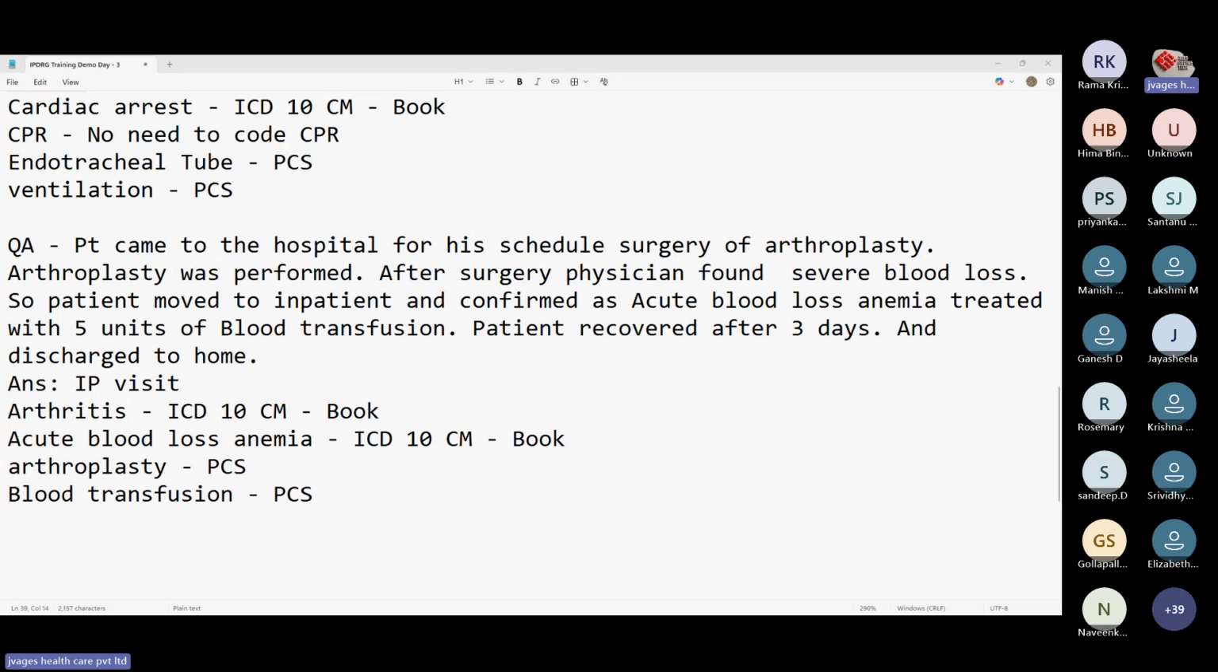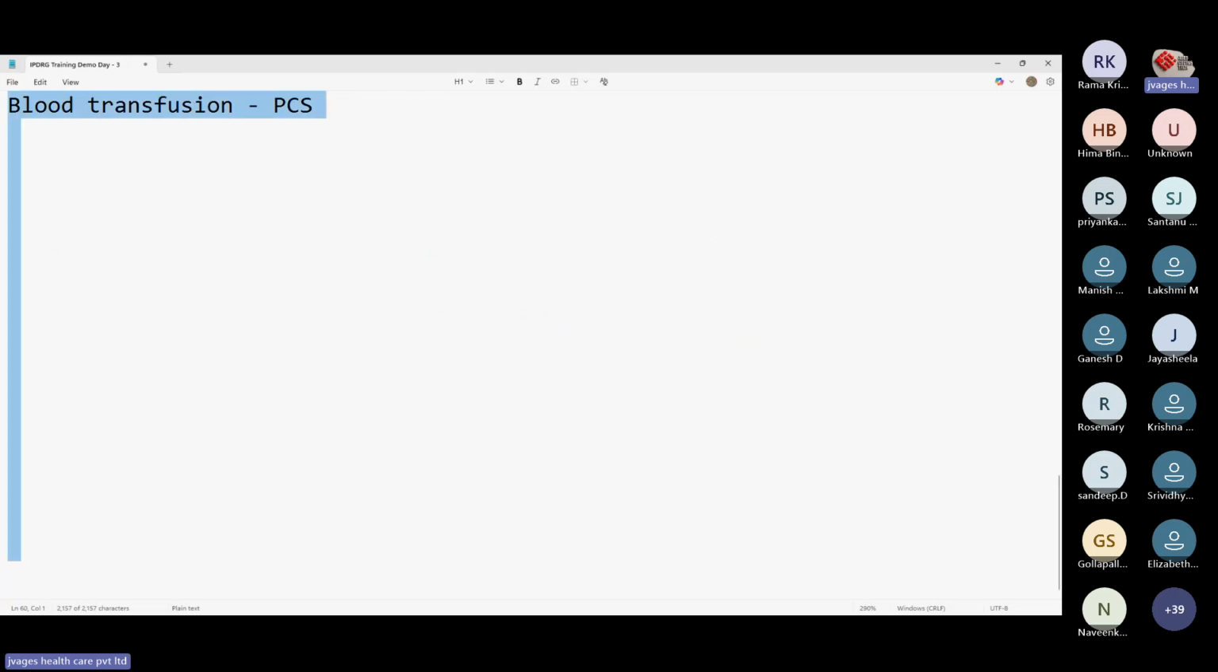I shared those details in the chat box. You can see the schedule, and I will share this content in the chat box too, so you can copy and paste it. All of this you will be learning.